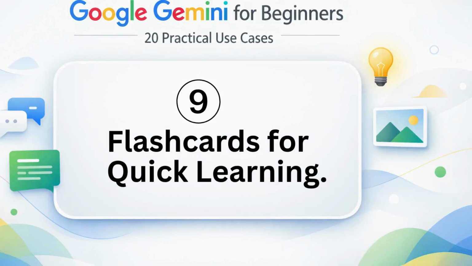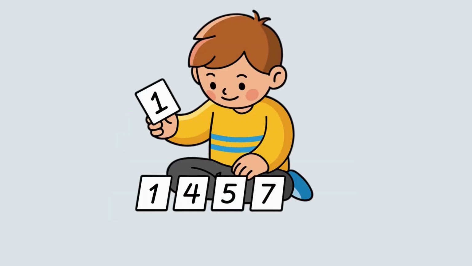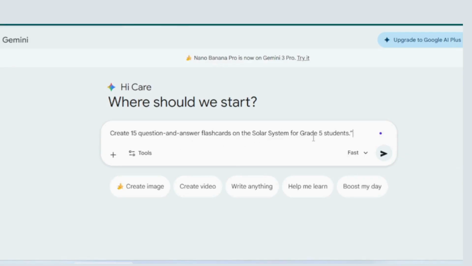Next, use case number 9 is flashcards for quick learning. Google Gemini makes learning faster and easier by creating flashcards automatically. Flashcards are perfect for quick revision, memorization, and daily practice, especially for students and exam preparation.